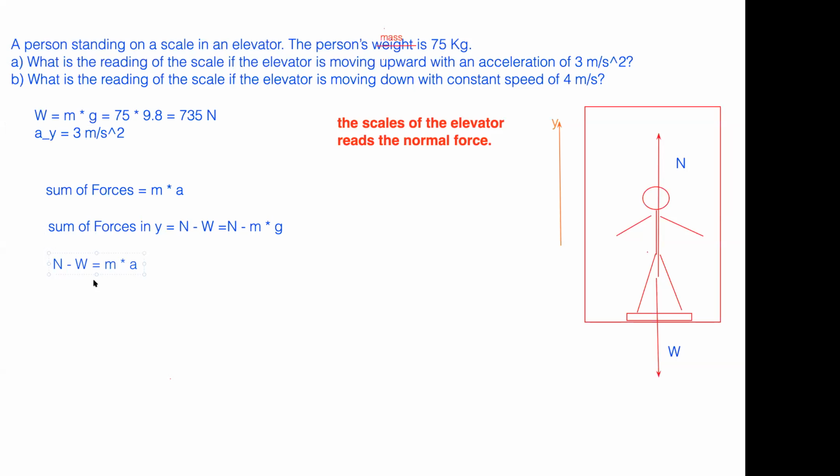So if we were to do the sum of forces in the x, that would equal 0 because this object is not moving left or right. And we can see that by noticing that there are no forces pointing to the left or the right. That means there's no motion or any net force happening in the x direction.